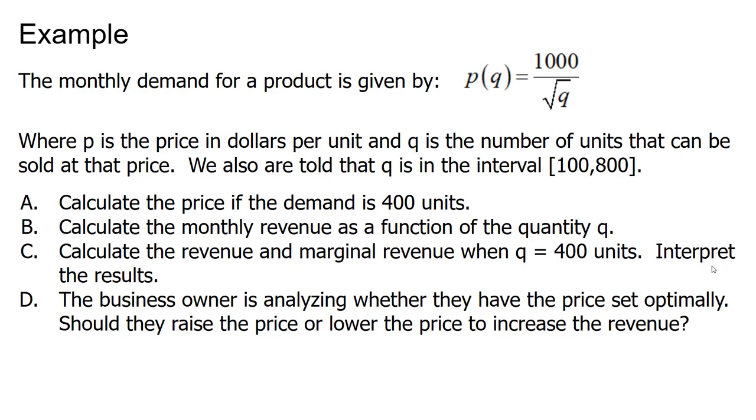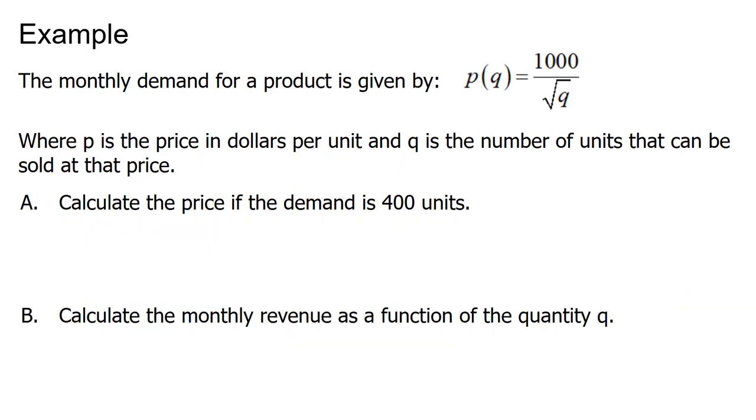We're supposed to calculate the price if the demand is 400 units, calculate the monthly revenue as a function of the quantity Q, calculate the revenue and marginal revenue when Q equals 400, and then interpret those results. And the business owner who's selling this product is analyzing whether they have the price set optimally. Should they raise the price or lower the price to increase the revenue? Let's take this part by part.